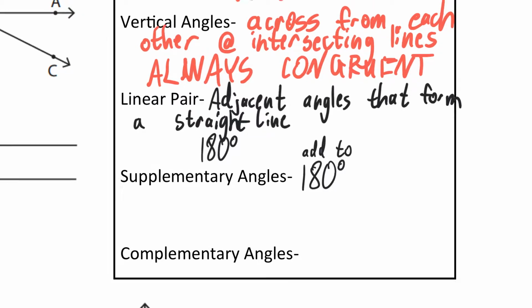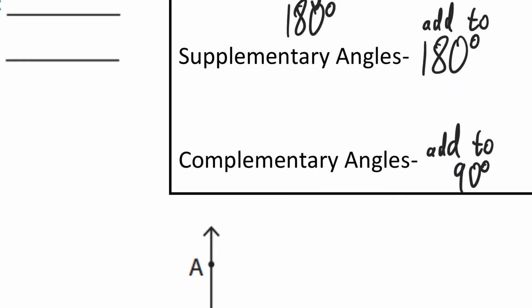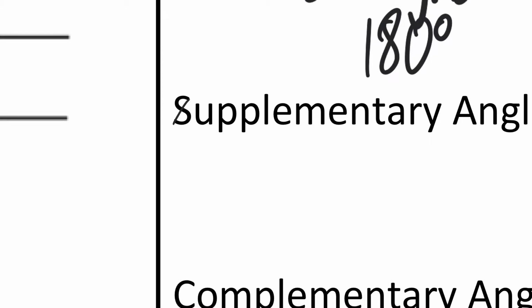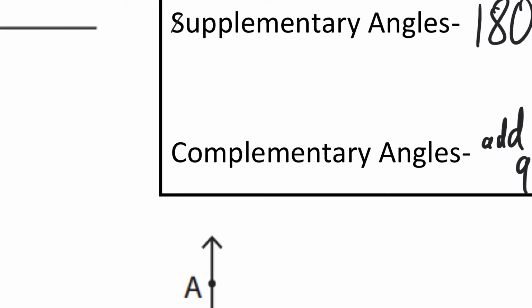What does complementary mean? Add to 90 degrees. And remember the little trick I showed you here? Supplementary, you add this line, turns into an 8 for 180. And then on complementary, you add this little line right here, and it turns into a 9, makes a 90.